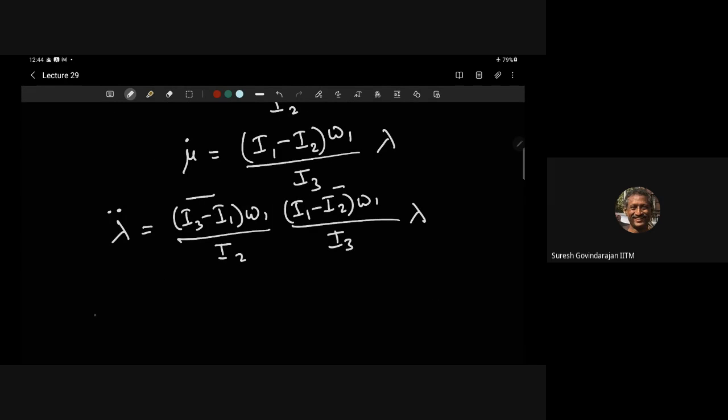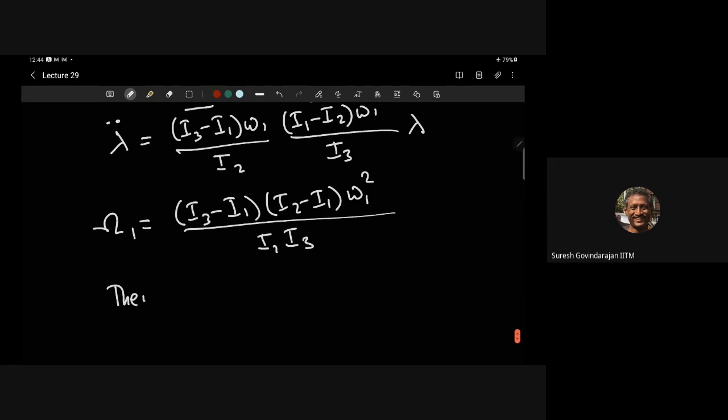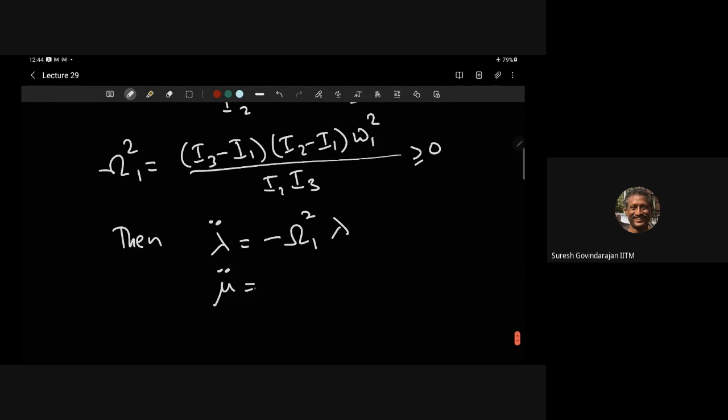Okay, so we can define omega 1 to be (I3 minus I1)(I2 minus I1), and we are writing only positive quantities, omega 1 square by I2 I3. Then this is some quantity, this is omega 1 square, which is greater than or equal to 0. So then lambda double dot is equal to minus omega 1 square lambda. You can also check that mu double dot is the same.